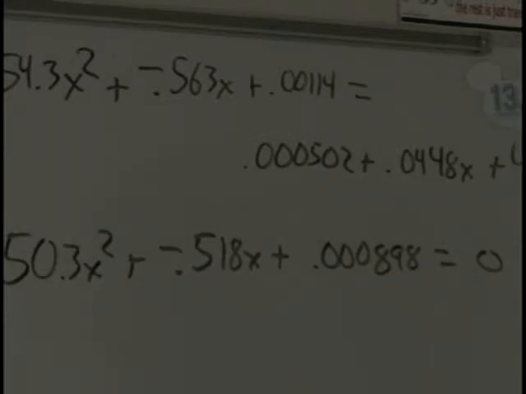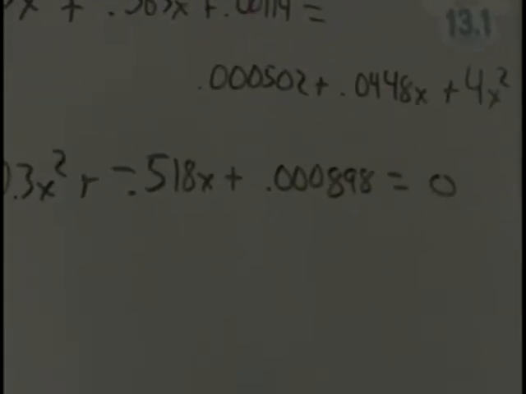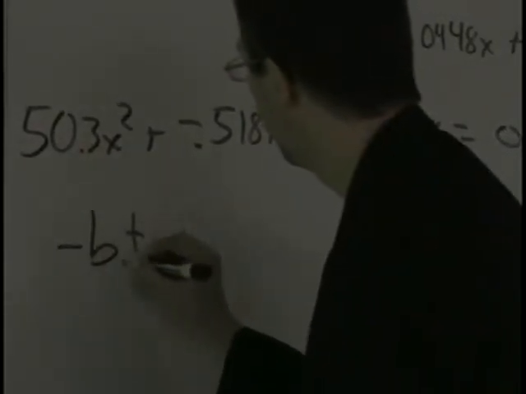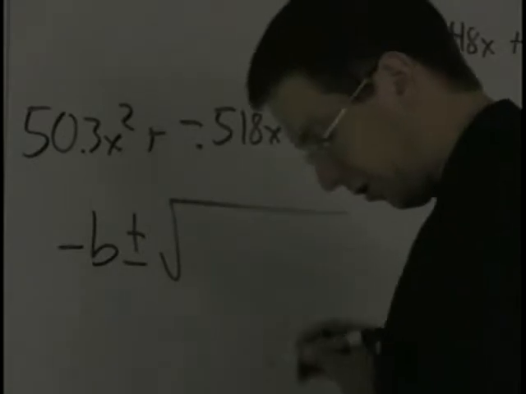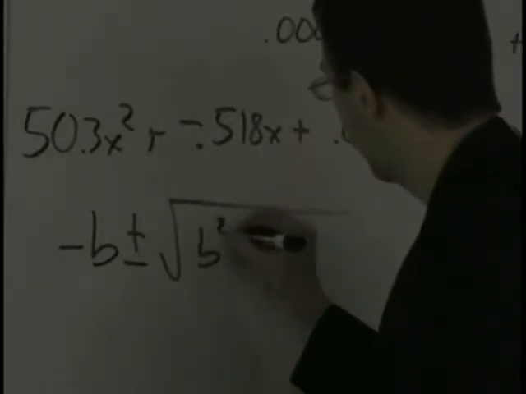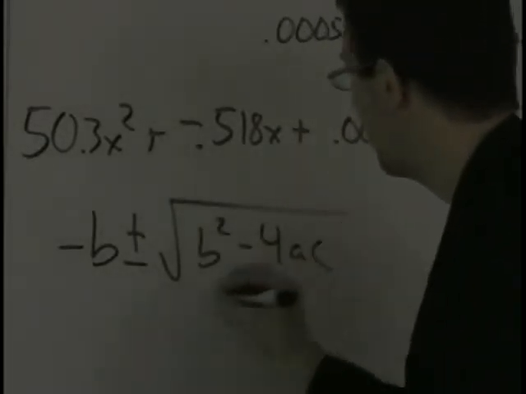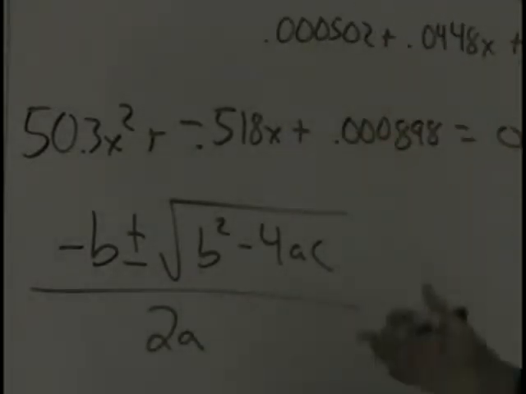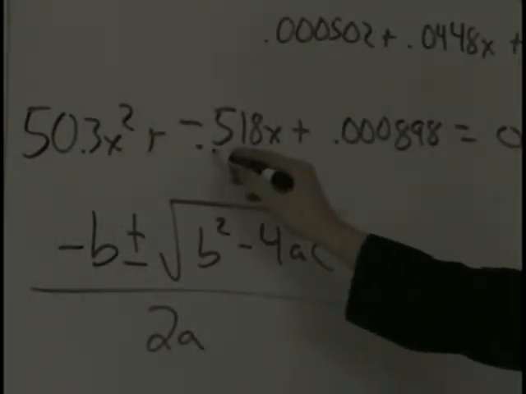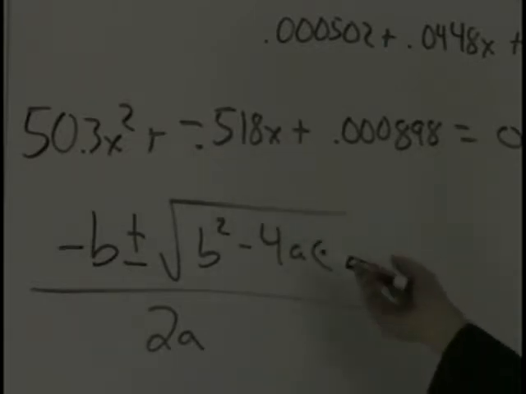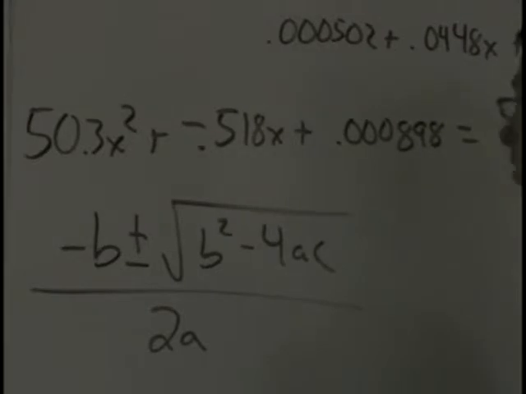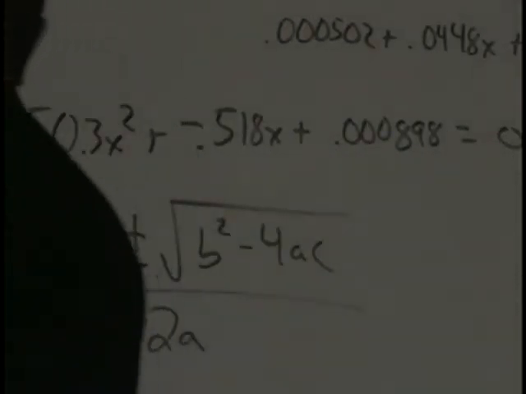This next step is using the quadratic formula now. If you don't recall the quadratic formula, it's negative b plus or minus the square root of b squared minus 4ac all divided by 2a. Now the b value is the negative 0.518. The a value is the 50.3. The c value is the 0.000898.